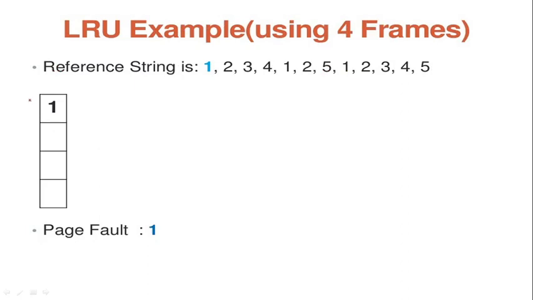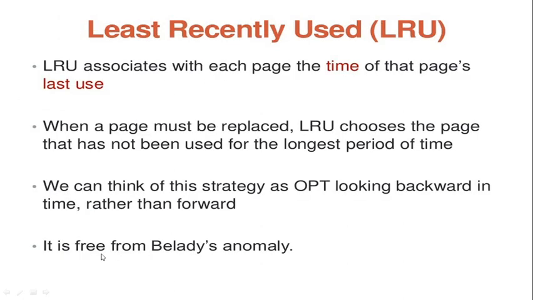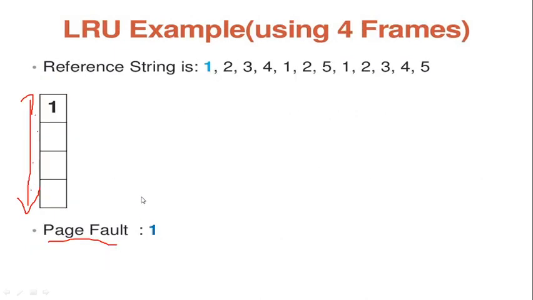Belady's anomaly means increasing the number of frames. Here we have how many frames? 1, 2, 3, and 4. With the increasing number of frames, the page faults also increase. That is nothing but Belady's anomaly. It is difficult to pronounce. Okay, let me explain LRU with the given example.